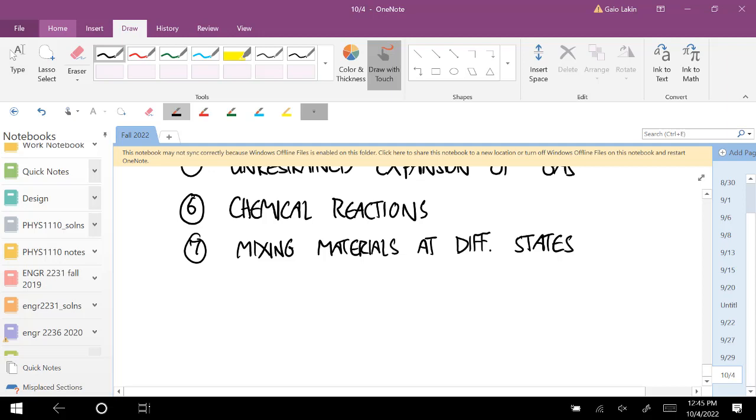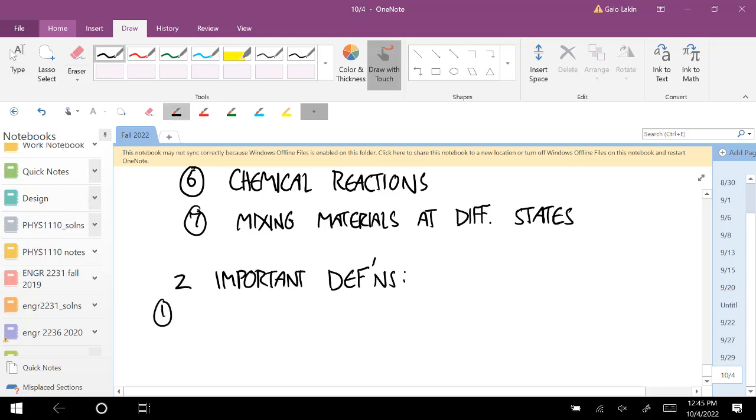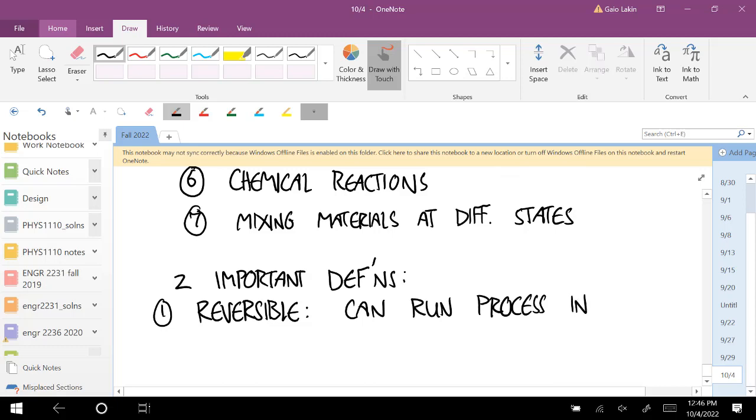Here are a couple of definitions that you need that are related to reversibility and irreversibility. Two important definitions. The first one is a process is reversible if you can run the process in reverse and return both the system and the surroundings to their starting states.